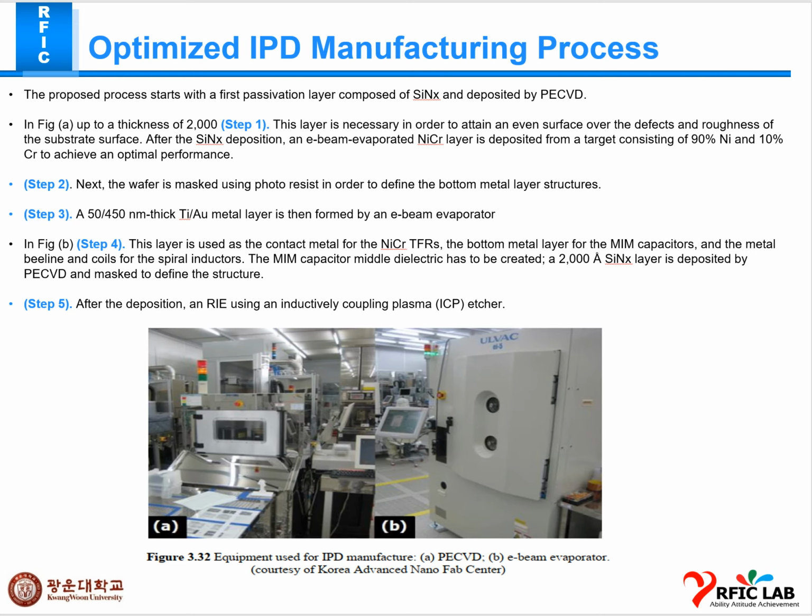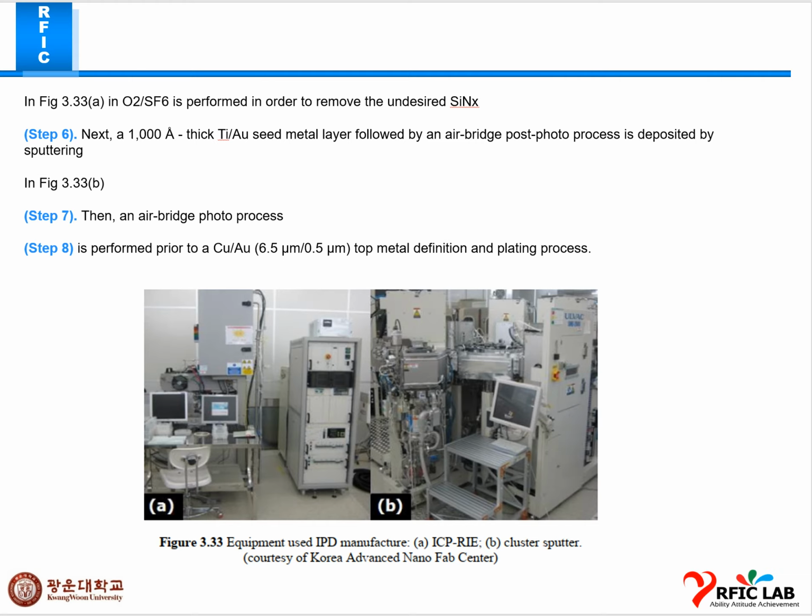The MIM capacitor middle dielectric is then created. A 2000 Å SiNx layer is deposited by PECVD and masked to define the structure. In the fifth step, after deposition, RIE using inductively coupled plasma (ICP) is used. In this figure, the first figure is about ICP RIE, and the second is about the cluster sputter. Continuing to the sixth step, a thick TiAu seed metal layer, followed by an air bridge post photo process, is deposited for structuring.